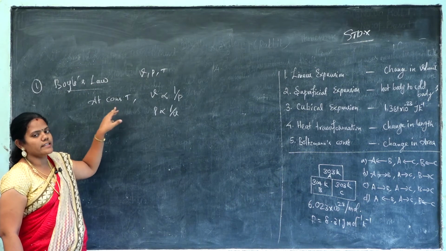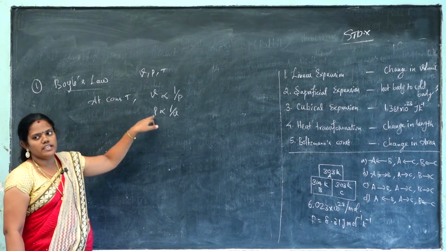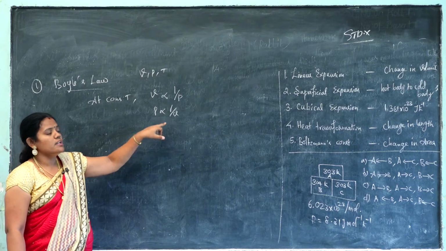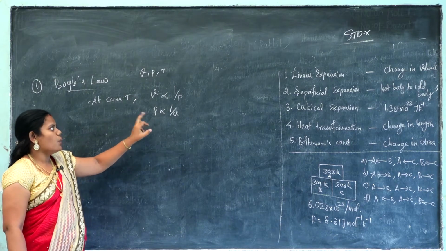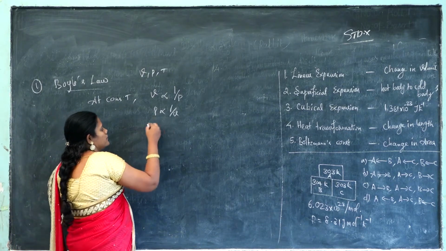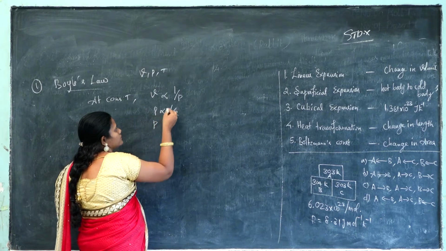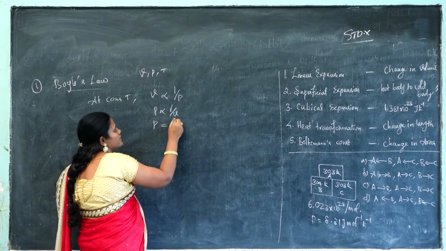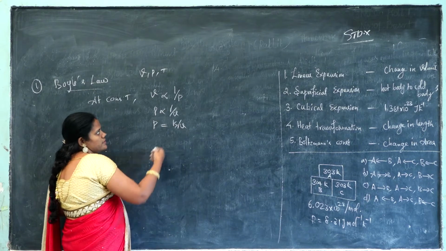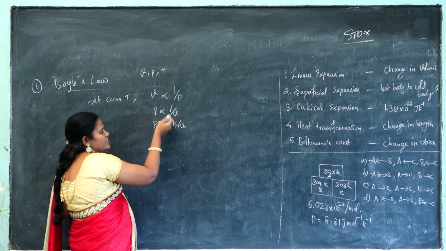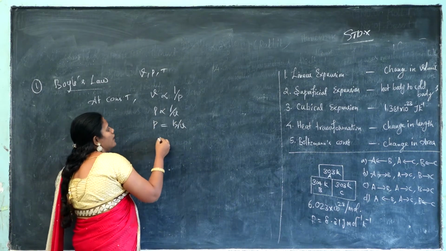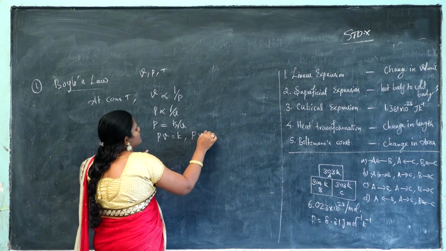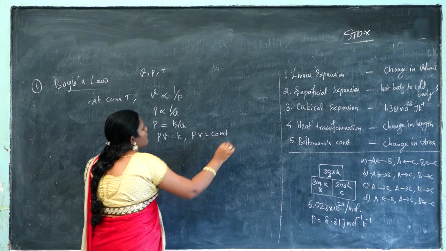Boyle's law tells that at a constant temperature, the pressure is inversely proportional to the volume of any substance. So P is directly proportional to 1 by V, and then we ignore the proportionality. You have to multiply by one constant, that is K, so P is equal to K by V, and then PV is equal to K. So PV is equal to constant. This is the Boyle law.